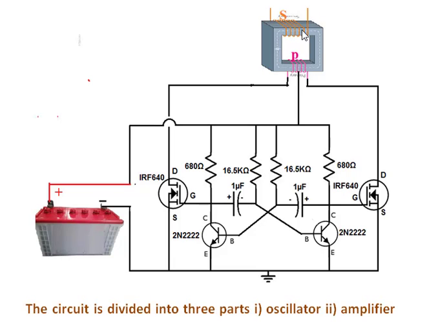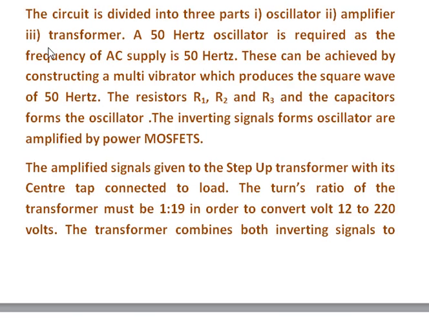So it converts a small voltage to a high voltage, 220 volts AC. The output of this inverter circuit is 220 volts AC. The input given to this circuit is 12 volt DC, supplied from the battery, and we get 220 volts AC at 50 Hz frequency. As I already told, the circuit is divided into 3 parts: oscillator, amplifier, and transformer.